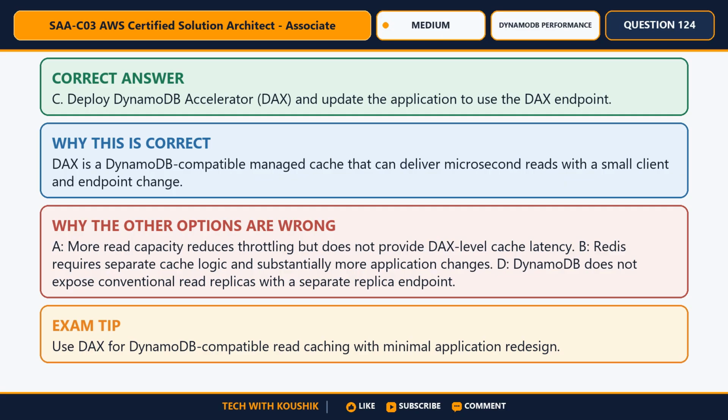A. More read capacity reduces throttling, but does not provide DAX-level cache latency. B. Redis requires separate cache logic and substantially more application changes. D. DynamoDB does not expose conventional read replicas with a separate replica endpoint. Exam tip. Use DAX for DynamoDB-compatible read caching with minimal application redesign.